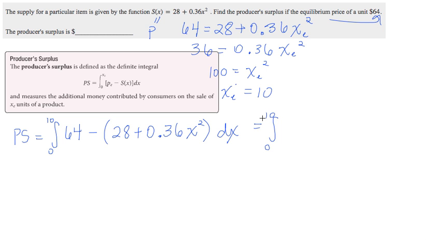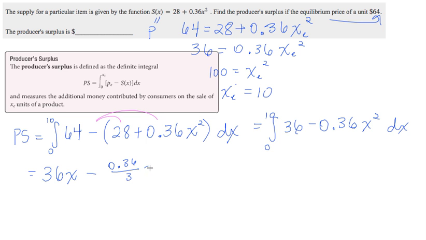Before I integrate, I'm going to go ahead and distribute out that negative and simplify a little bit. So, let's see, 64 minus 28, we already know, we just did right here, is 36 minus 0.36x squared dx. So anti-differentiating gives 36x minus, we add 1 to that exponent, so 0.36 over 3 x cubed, and we're going to take that from 0 to 10. So 0.36 divided by 3 is 0.12.